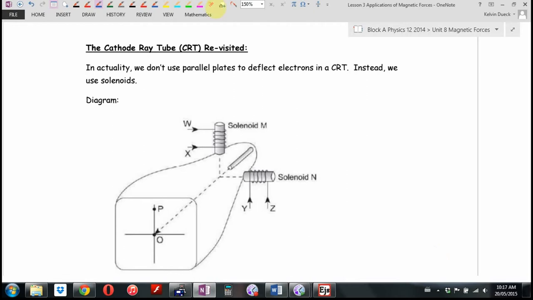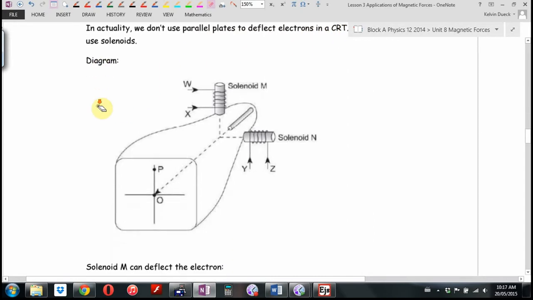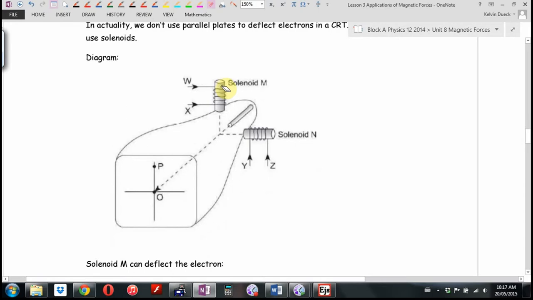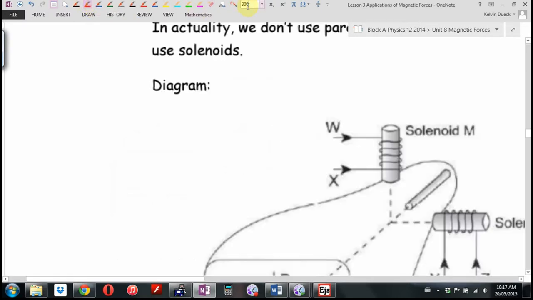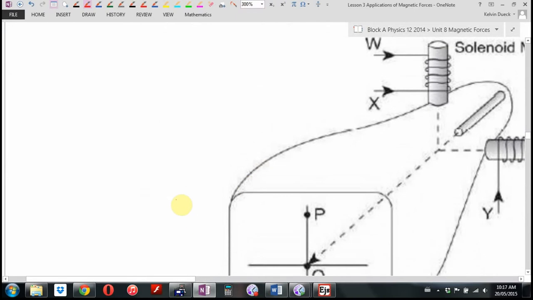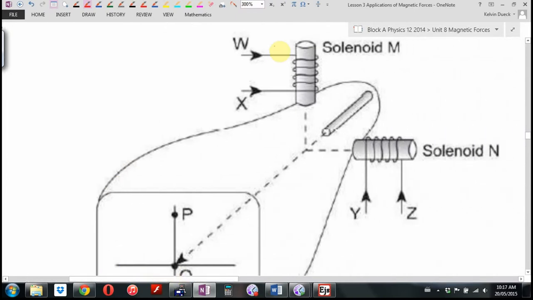In actuality, we don't use parallel plates to deflect electrons. Instead, we use solenoids. So here is a picture. Solenoid M, this one here. It depends whether the current is flowing from W or from X. Let's just pretend, don't write this down. I'm going to mark up my diagram and zoom in like crazy. Let's pretend that the current is flowing this way, which means it would be coming over the top. Don't write this on your diagram.